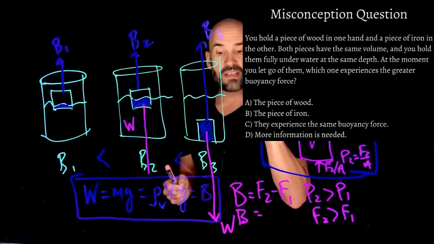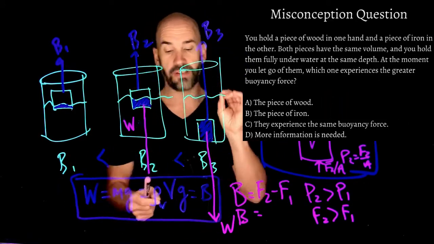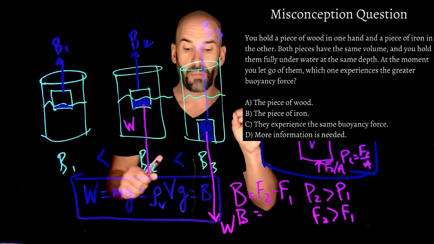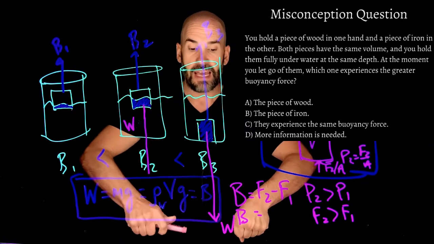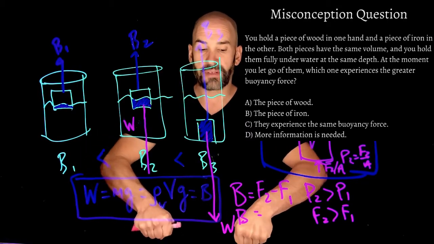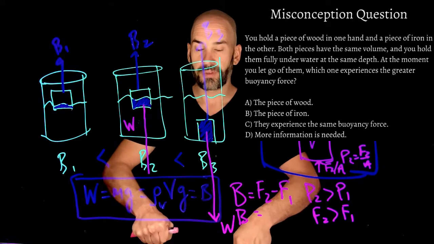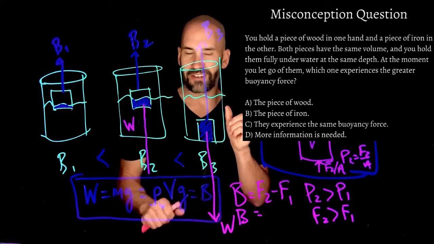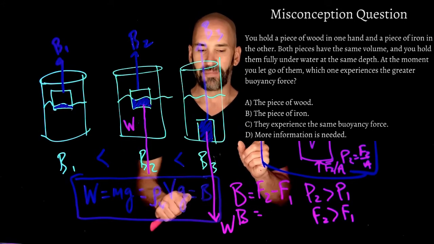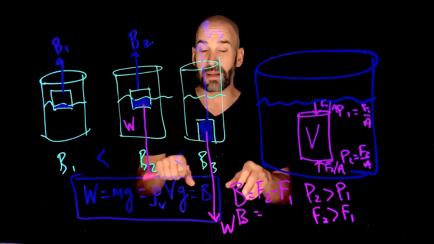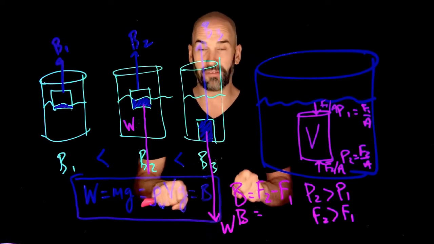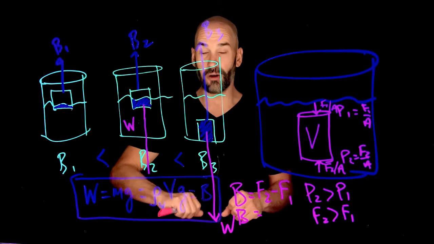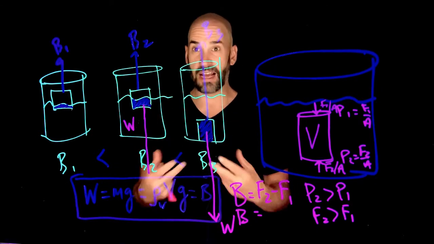It says, you hold a piece of wood in one hand and a piece of iron in the other. Both pieces have the same volume, and you hold them both underwater at the same depth. At the moment you let go, which one of them experiences the greater buoyant force? Now, this almost sounds like a trick question. People would be tempted to say iron would have the bigger buoyant force, or maybe wood would, because wood will float when iron doesn't.